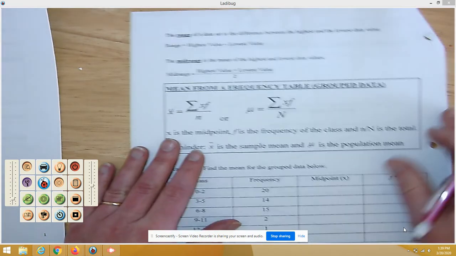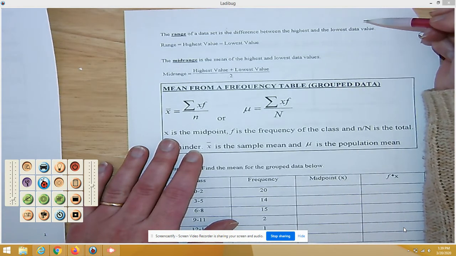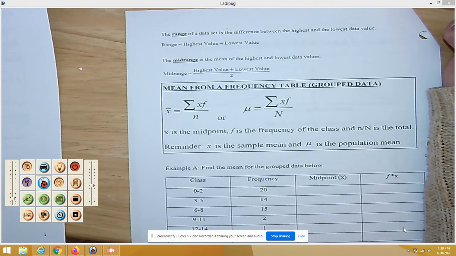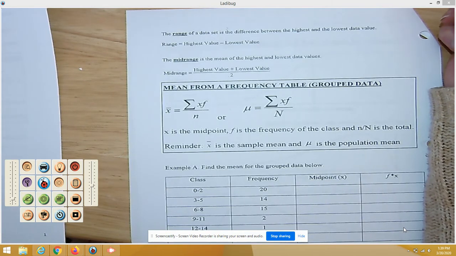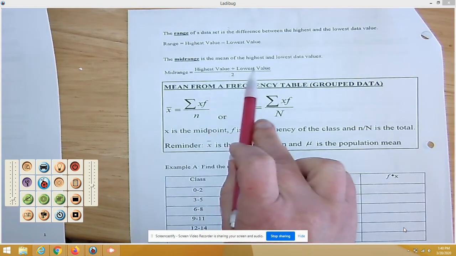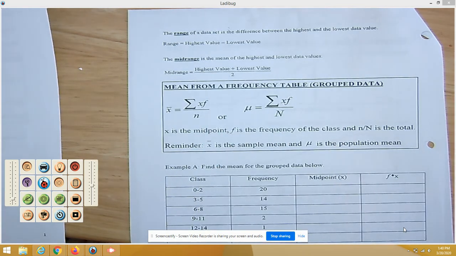I'm pretty sure you're all pretty comfortable with what range is. Range is the difference between the highest and lowest. Feel free to highlight at your own pace at home if you want, or don't, totally up to you. Mid-range is the mean of the highest and lowest data values. So you would literally just pick the highest plus the lowest, divide by 2. It's not that useful, but you might see that asked in some of the homework.